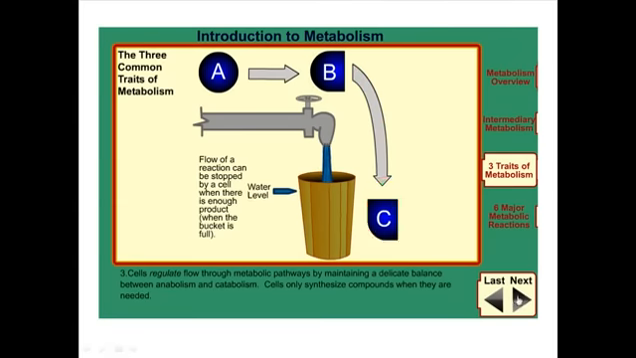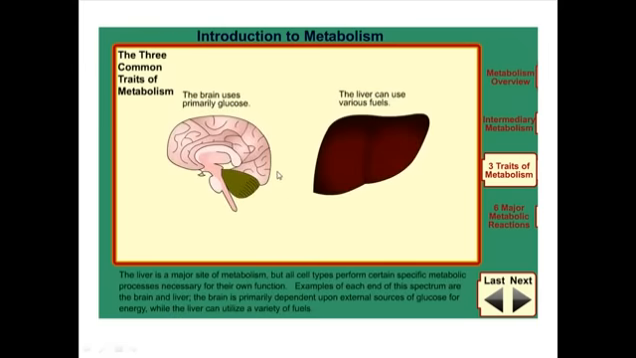which are already present in higher amounts in our cells. Okay. So for example, the brain uses primarily glucose, and the liver can use various kinds of fuels, and these are the places where different metabolic pathways are going on. Examples of each end of the spectrum are the brain and the liver, because these are very important sites of metabolism. We don't have various specialized organs, but the liver is the most important organ in this whole metabolic system.